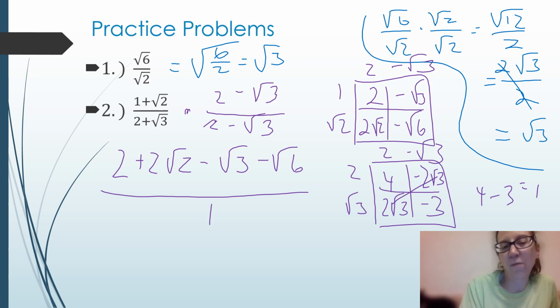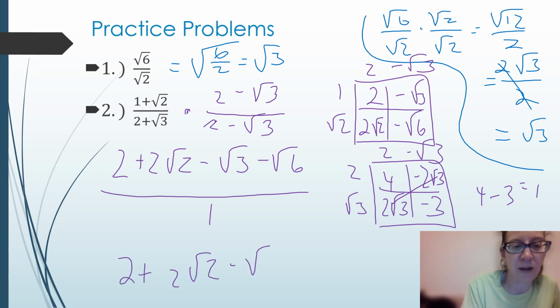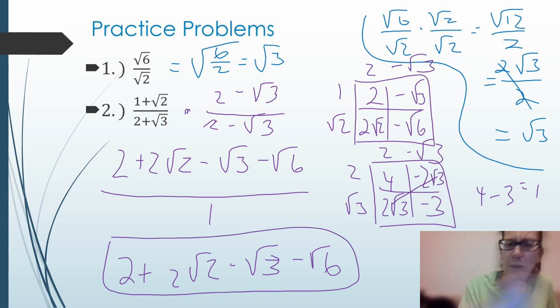And then for most of us, you don't need to write 1 like over 1. It's not wrong, but dividing by 1 doesn't do anything, and so there's no reason to write the denominator there.